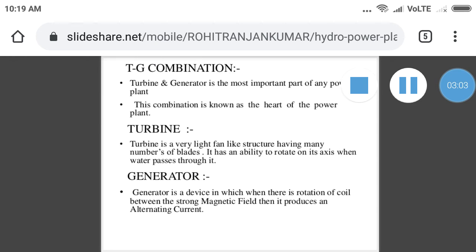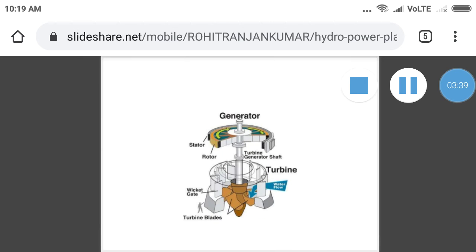Turbine generator combination. Turbine and generator is the most important part of any power plant. This combination is known as the heart of the power plant. Turbine. Turbine is a very light fan-like structure having a number of blades. It has the ability to rotate on its axis when water passes through it. Generator. Generator is a device in which, when a coil rotates in a strong magnetic field, it produces an alternating current. This is the diagram of the turbine and generator in combination.